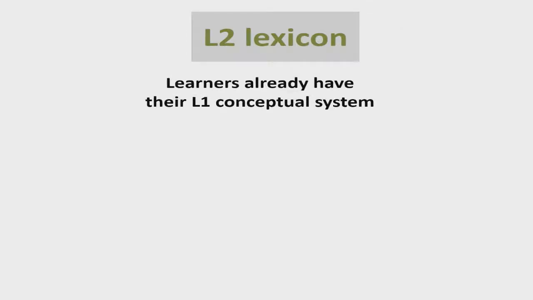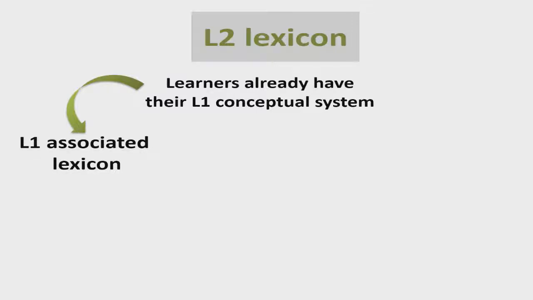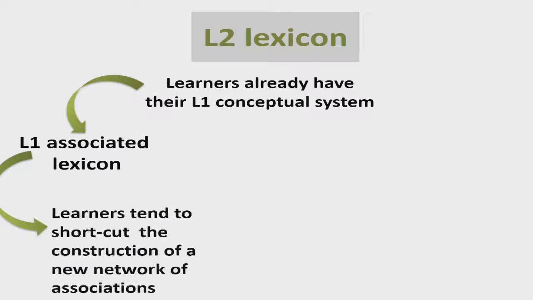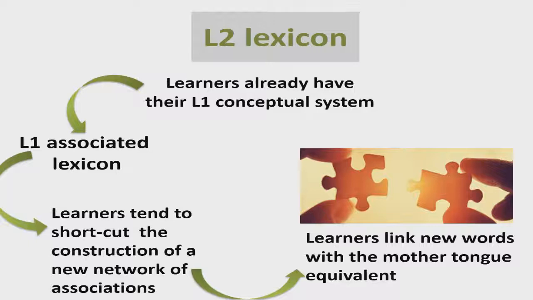In what ways is the development of a second language lexicon different from that of the first language? Well, the process of learning a second language lexicon involves both learning a new conceptual system and constructing a new vocabulary network that is called second language lexicon. The learner is likely to shortcut the construction of a network of associations and just map or link the word of the second language onto the mother tongue equivalent. So there is where many mistakes take place.